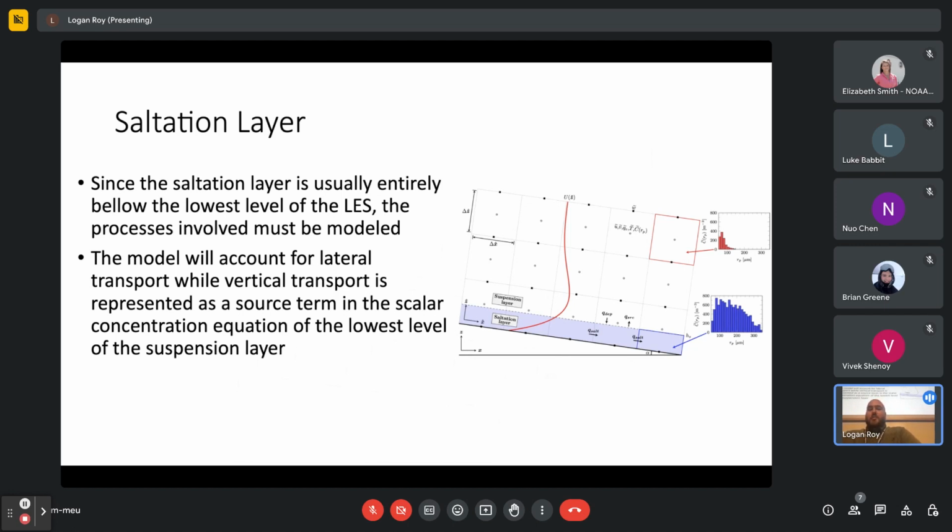The solvation layer is usually entirely below the lowest level of the IDS. Like I said, this has to be modeled. And the key things that we're expecting from the model that we need to produce are lateral transport, or interest mass flux, and then the vertical transport, so we can use that as a source term at the lowest level of the suspension layer. So those are the critical things that we're trying to get out of the solvation layer model.